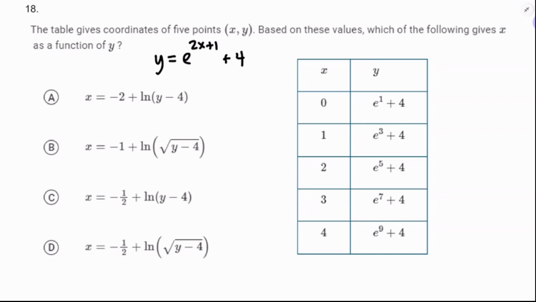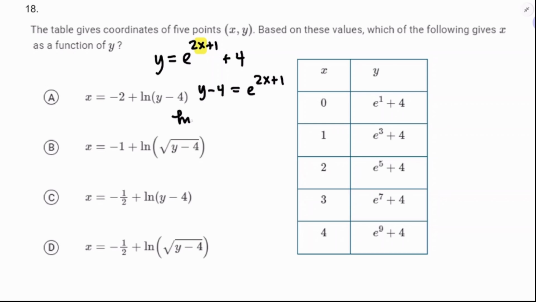Yes, that's exactly it. And now our job is going to be to solve for x out of this equation. So I've got an x right there, and I want to solve for it on its own. So I'm going to start by getting rid of that 4. So I've got y minus 4 equals e to the 2x plus 1. Then I need to get rid of that exponential, right? I need to get the x down out of the exponent, or really the 2x plus 1. So what I'm going to do, I'm going to take a log of both sides.